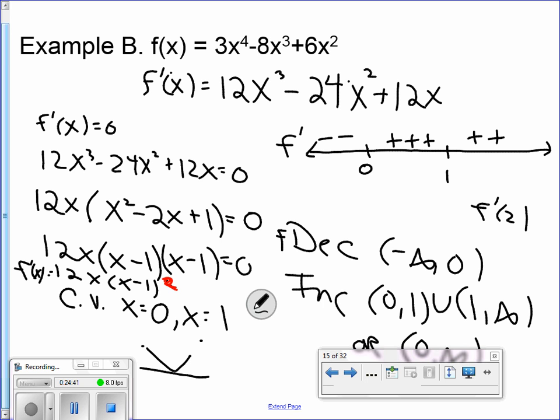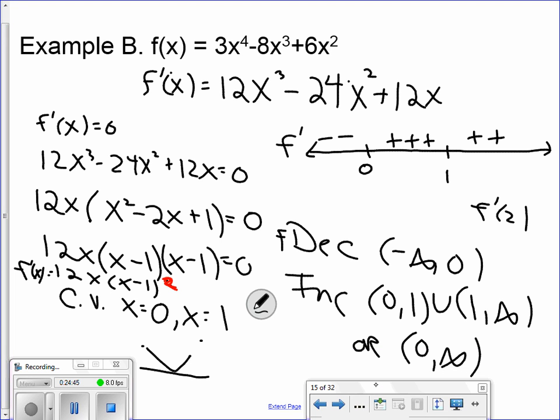And once you have the sign chart, now you can go ahead and state where your function's decreasing. So it should be from negative infinity to 0, and then increasing from 0 to 1, and then from 1 to infinity. At 1, the slope is 0. It's called a stationary point. It's not going up or down. So if you want to just include it, you can. Is that what you're going to ask?